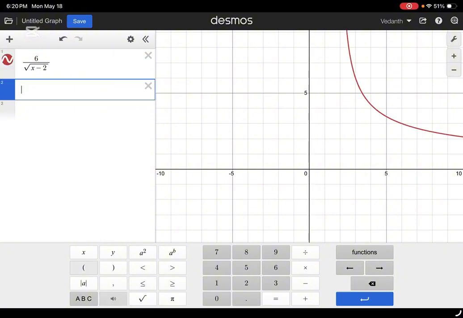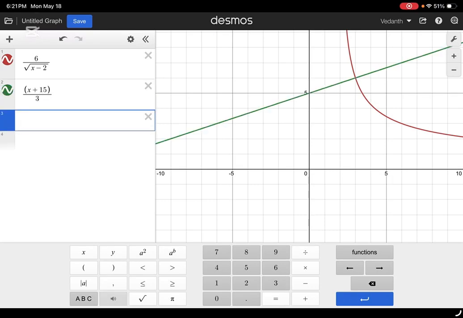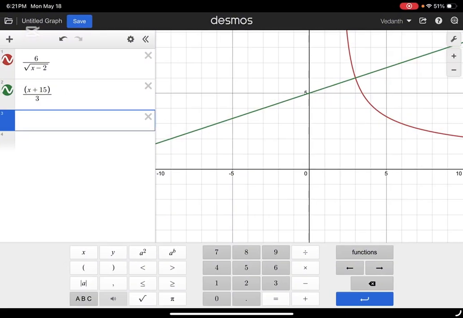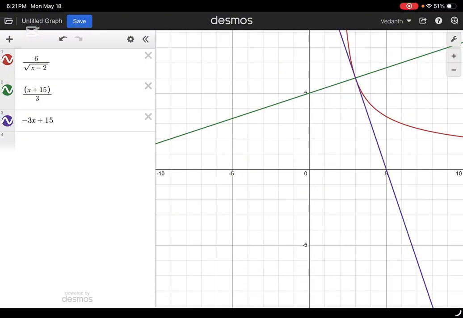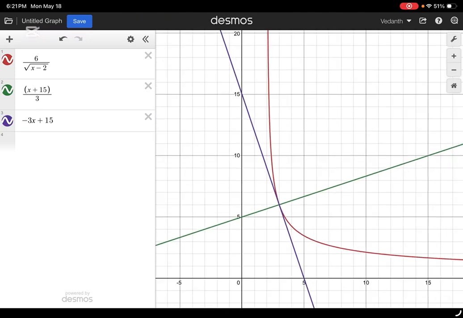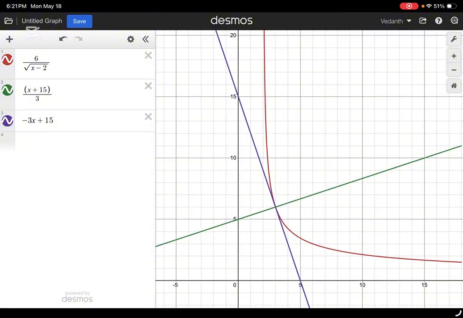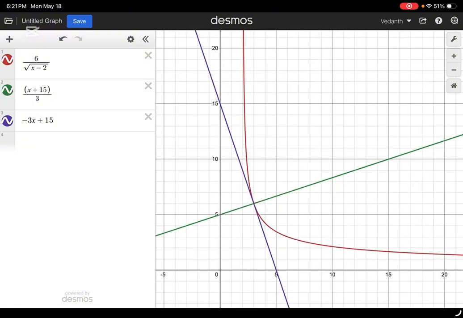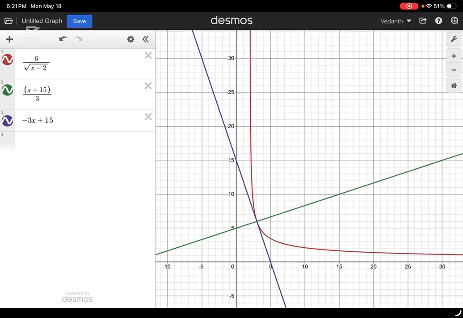Okay, so x plus 15 divided by 3, and the other is minus 3x plus 15, right? Okay, minus 3x plus 15. So if you see this, both of these lines intersect at 3, 6. That was the point given to us. And the purple line is the tangent line, the green line is the normal line. They intersect each other at 90 degrees, right?